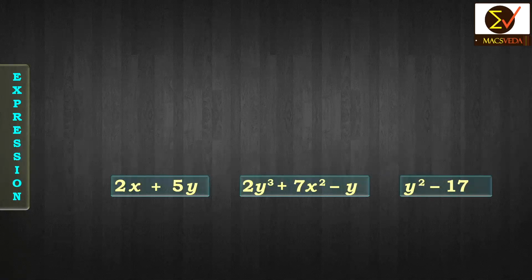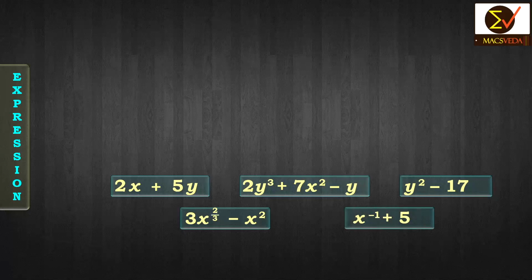Now here we have 2 terms, y square and 17. They are combined with minus. Here also we have 3 multiplied with x power 2 by 3. That is one term, and the other term is x square. They are combined with minus. And here we have x power minus 1 combined with another term 5 with a plus symbol.